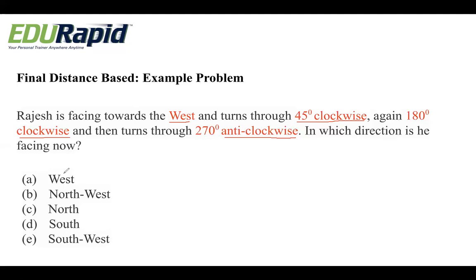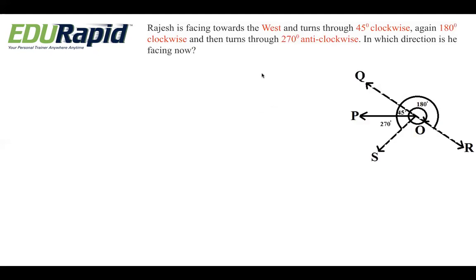This is a very simple problem. Once you understand how to visualize the direction and the clockwise and anti-clockwise, it's very easy. Let's go over the step-by-step solution. In these problems, you need to quickly draw what they're asking.